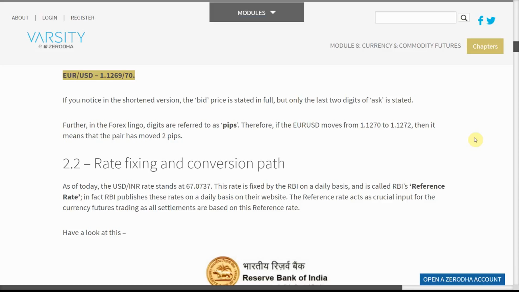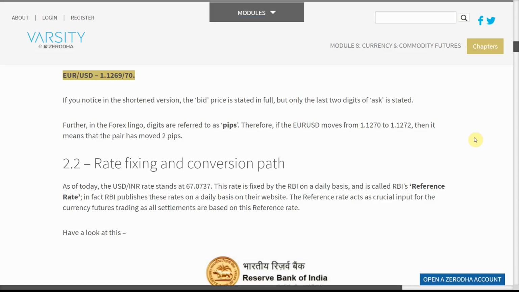Further, in Forex lingo, digits are referred to as pips. Therefore, if the EUR/USD moves from 1.1270 to 1.1272, then it means that the pair has moved 2 pips.